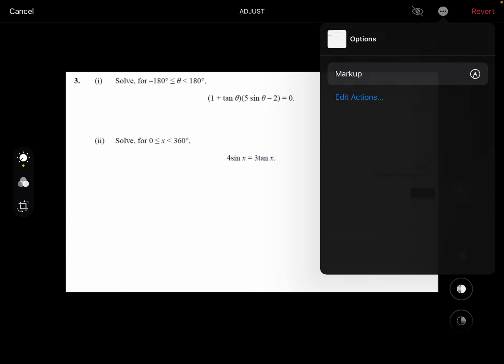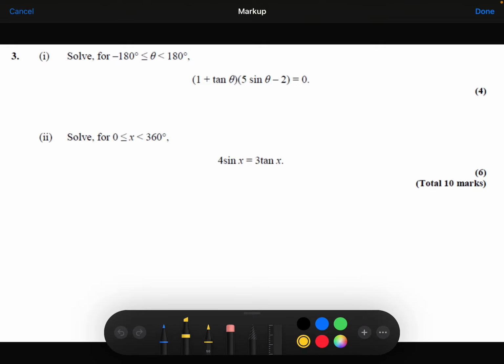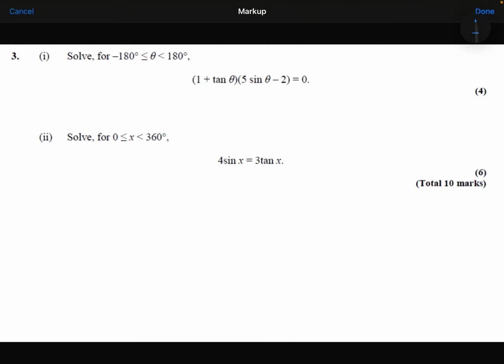Let's have a look at part II. Solve between 0 and 360, 4 sin x = 3 tan x. Right, now I've got sines and tans involved in this. So first thing I'm going to do, I'm going to rewrite the tan as being sine over cos. Now I don't like that fraction, so I'm going to multiply both sides by cos.